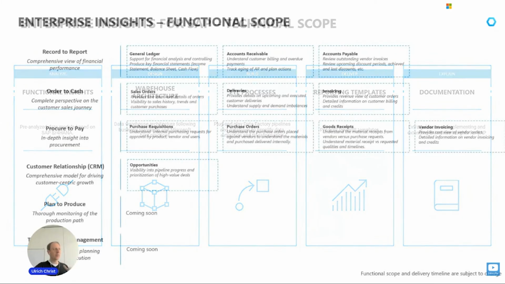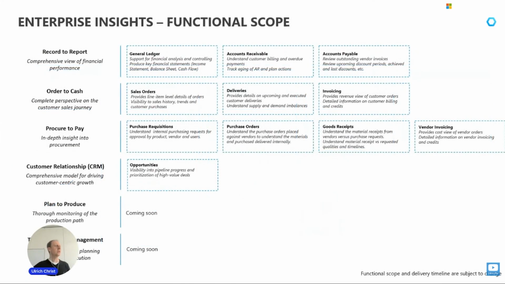What's the scope of Enterprise Insights? You see that we're covering quite a lot of financial scenarios. We're also covering order to cash and procure to pay. We're working on customer relationship things. So basically, a lot of the standard SAP scenarios we already cover. You see some more detailed information on the right-hand side.